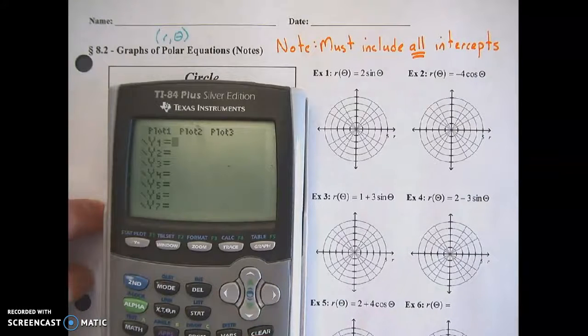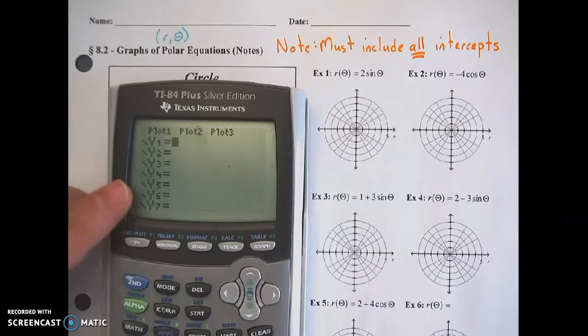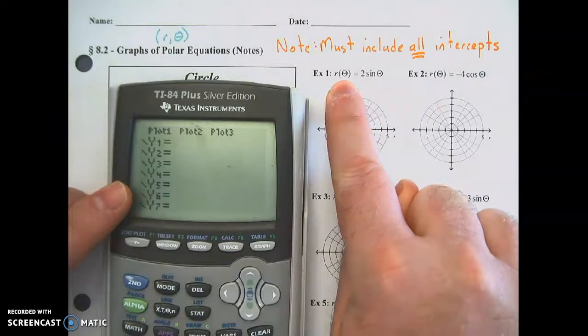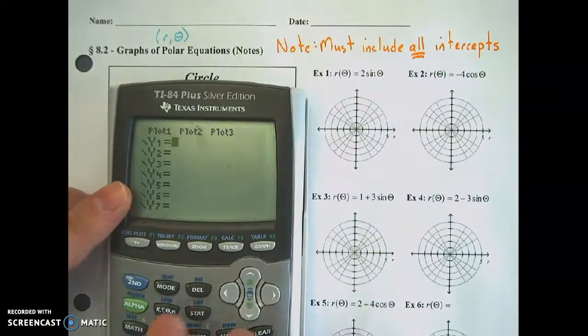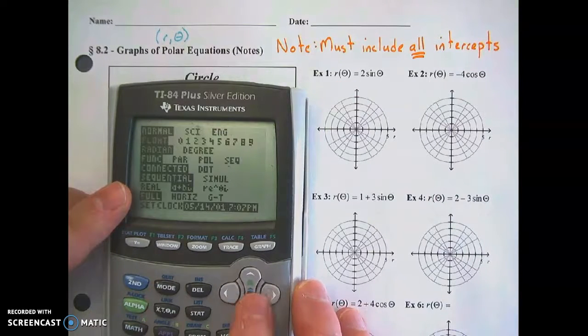If I go to y equals, I'm going to use my grapher. Unfortunately, my equation isn't y equals, it's r equals. So I have to adjust the mode. In here, we want to go to our mode.